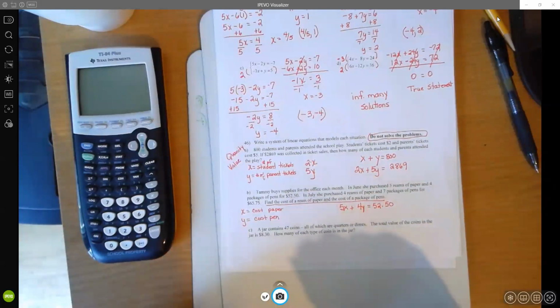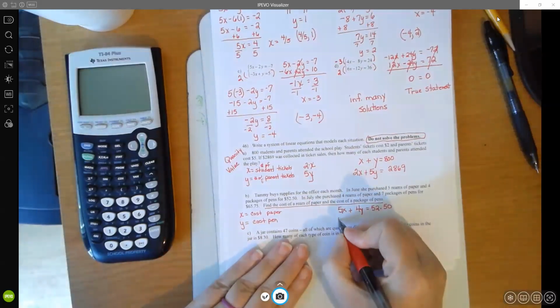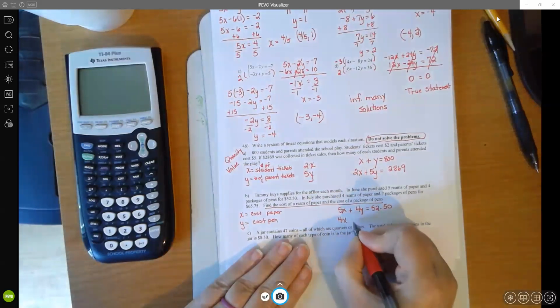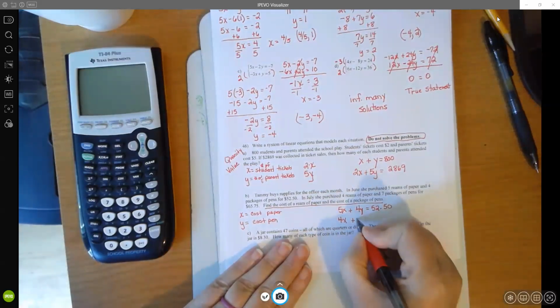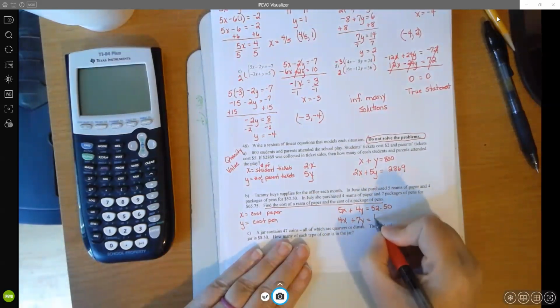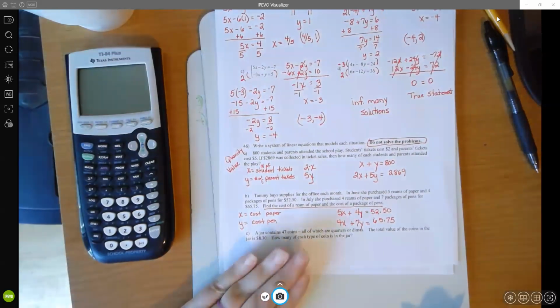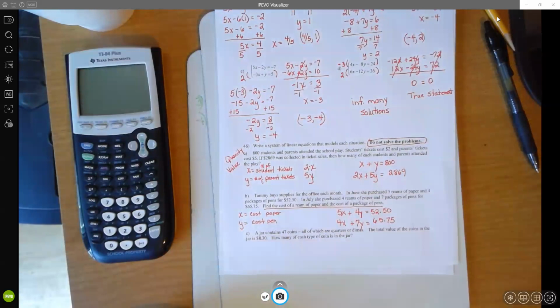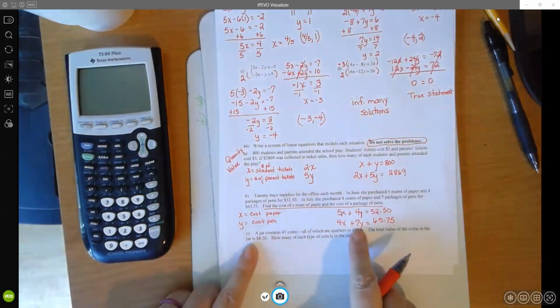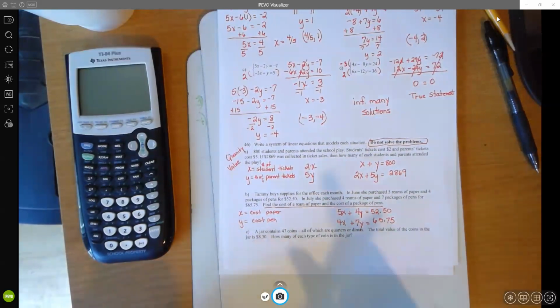Okay, now I'm going to read the next sentence. In July, she purchased 4 of the paper. Well, that would change that 5X to 4X. And she bought 7 of the pens. And this time it cost her $65.75. So there's my 2 equations. And again, I could go back over it, 4X plus 7Y equals 65.75 to make sure that I had set it up correctly.